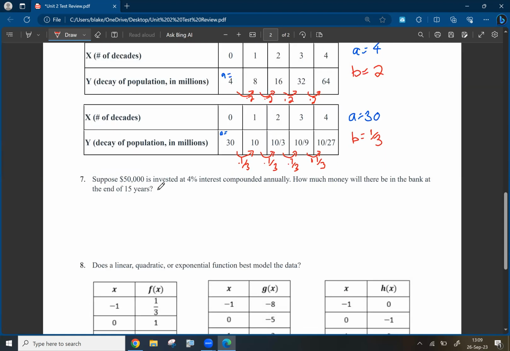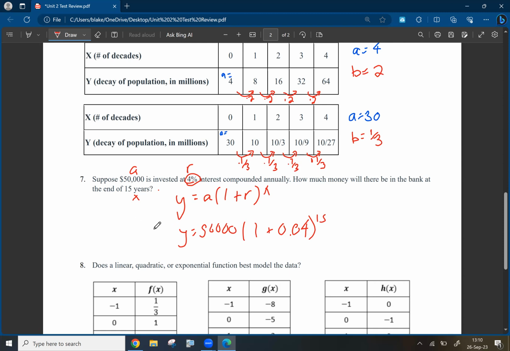So we have a formula for this. $50,000 is invested at 4%. The formula is y equals a times (1 plus r) to the x power. So a is your starting amount of $50,000. Your r is your rate, in this case, 4%, so that'll be 0.04. Don't forget to make that a decimal. And then x is your time in years, which of course is 15.